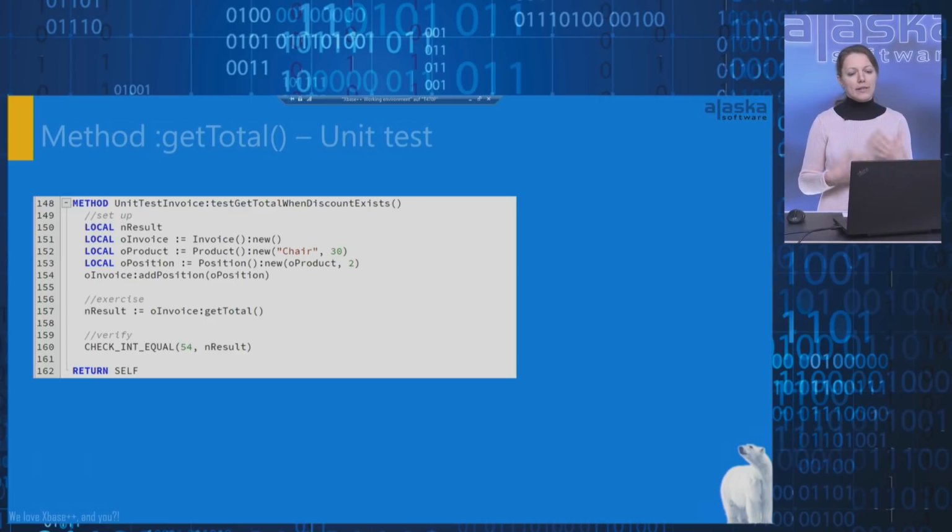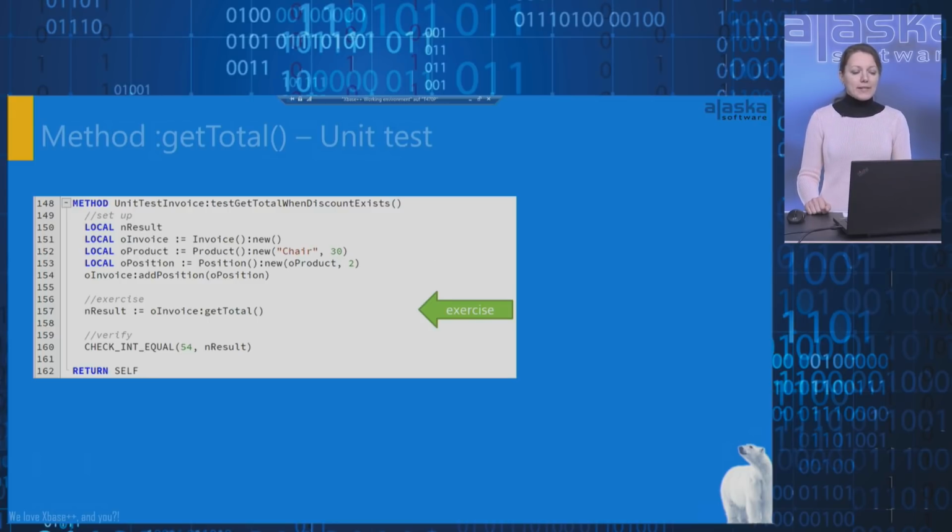Here we can see a unit test for the method getTotal. I would like to test here the situation that the discount exists. It means the sum 50 is achieved. So, in the first phase, setup, I create an instance of the class Invoice. Then I create an instance of the class Product with the name Cheer and the price 30. Then I create a new position with the created product and with the count 2. And then I add the new position to the invoice.